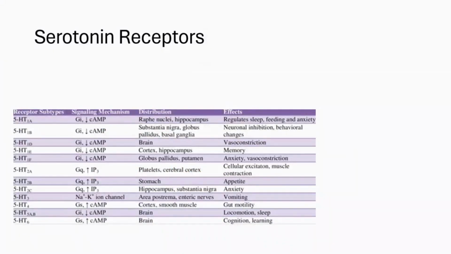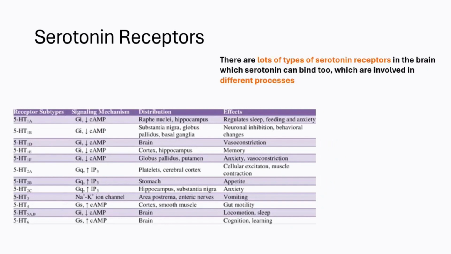So, if we zoom in even further, we can have a look at serotonin receptors. Again, there's a lot of information, you don't need to worry about it. The point of this is serotonin receptors come in all shapes and sizes, and that one molecule of serotonin can bind to all sorts of these different types of receptors, so the 5-HT 1A, 1B, and so on. And hopefully you can see here they are found in different parts of the brain, and they have all sorts of different effects. So there are lots of different types of receptors which serotonin can bind to, and they're involved in all sorts of different processes.